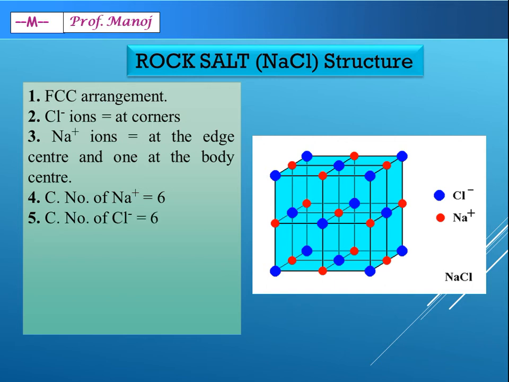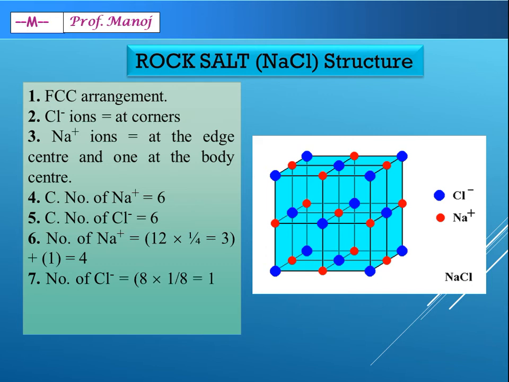Here we can calculate the number of sodium ions. 12 sodium ions are present at edge centers, which makes totally 3 ions. One at the body center, so 3 plus 1 is 4. Number of chloride ions: 8 at the corners, that makes it 1, and 6 on the face centers, that makes it 3, totaling 4. So the number of formula units is going to be 4.